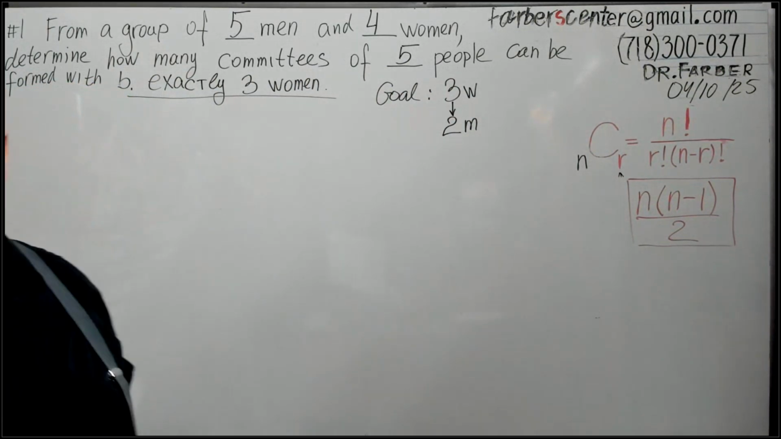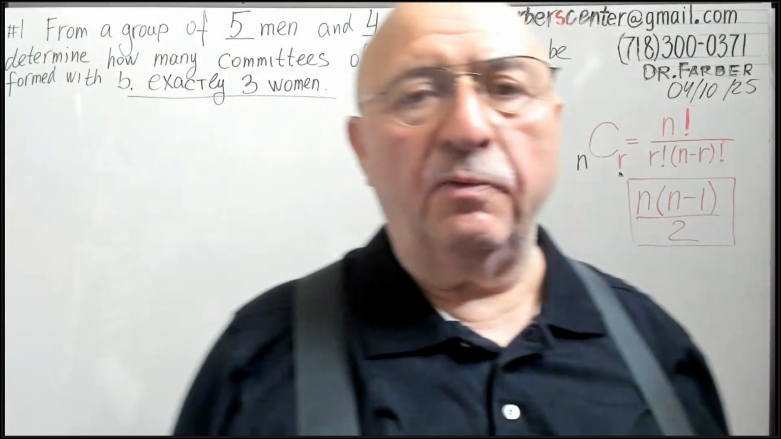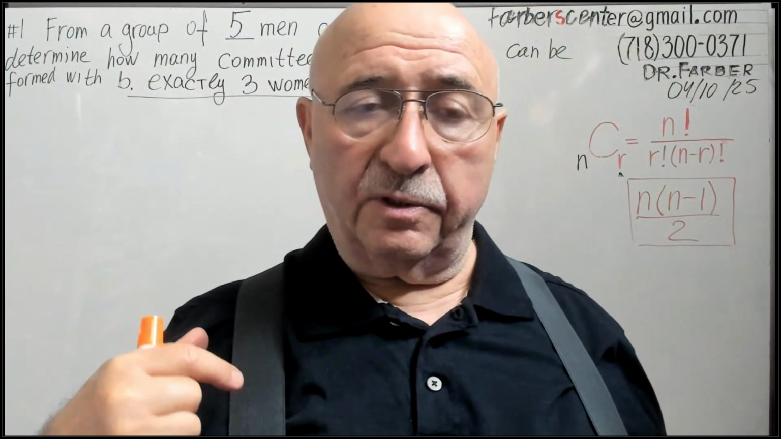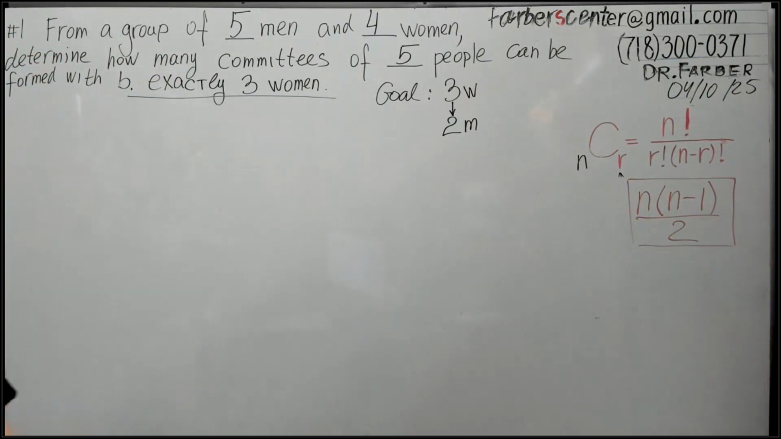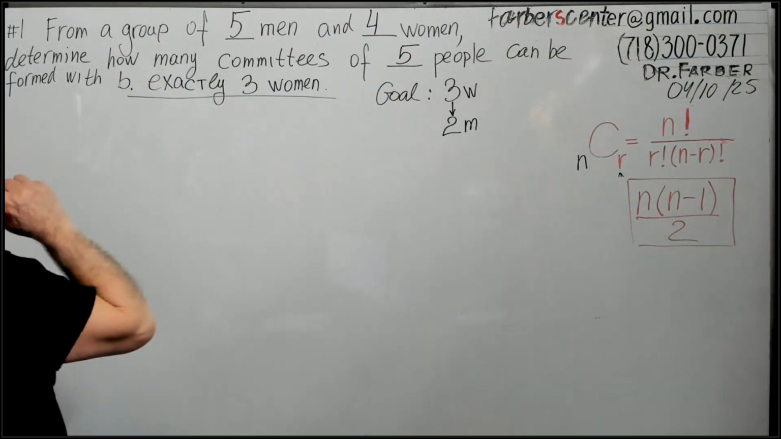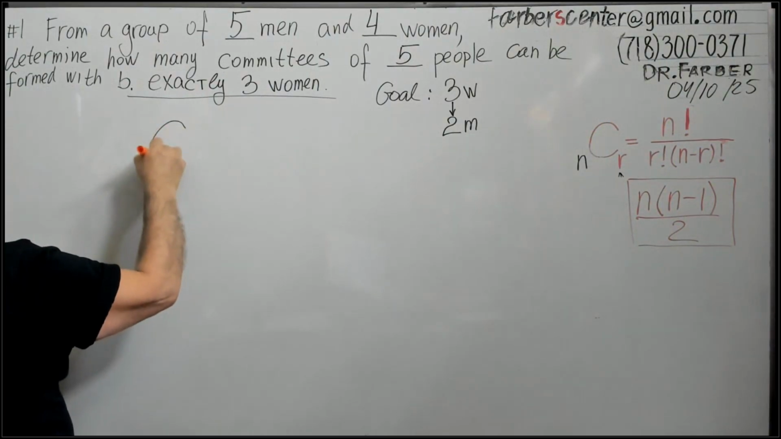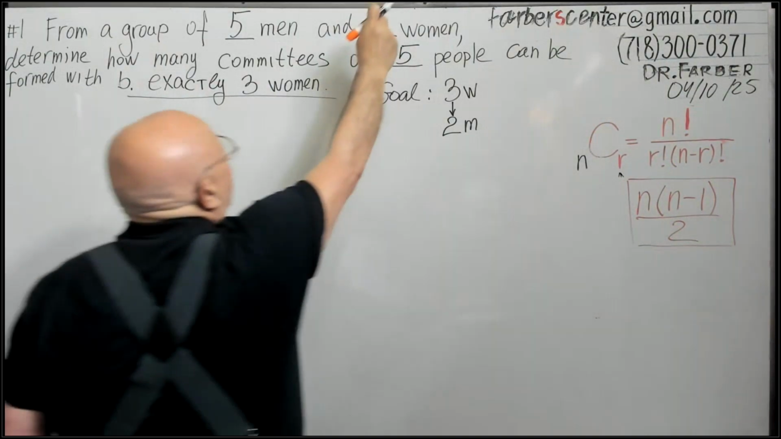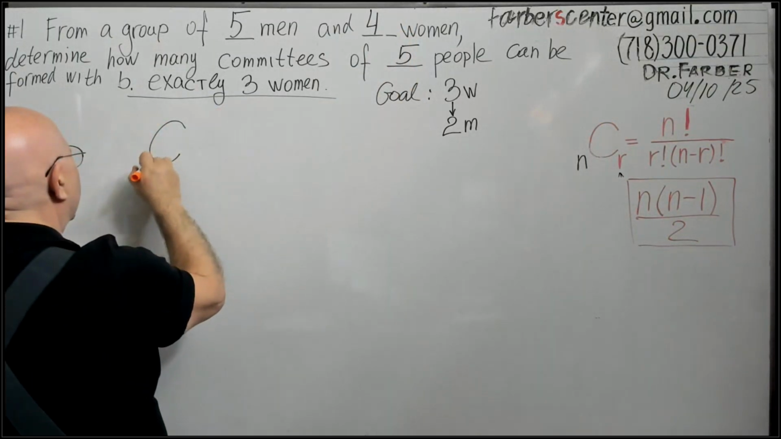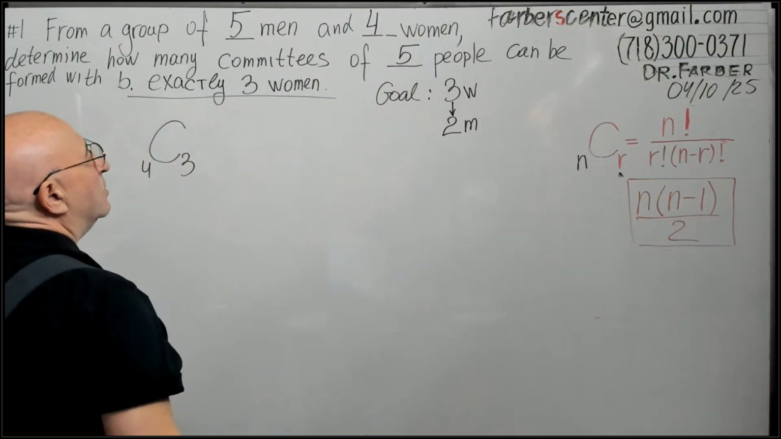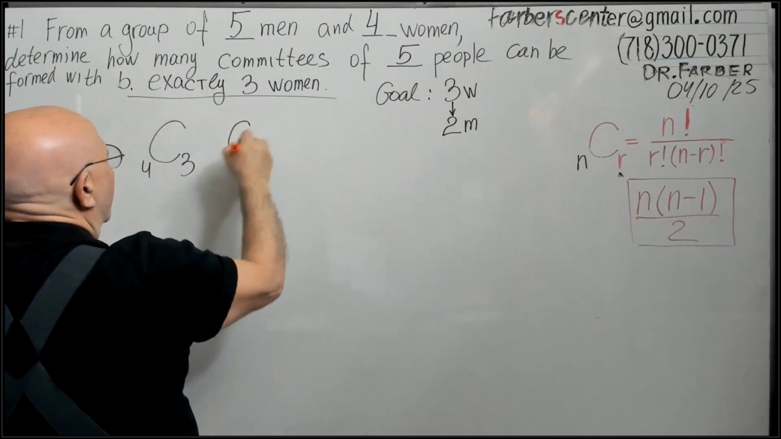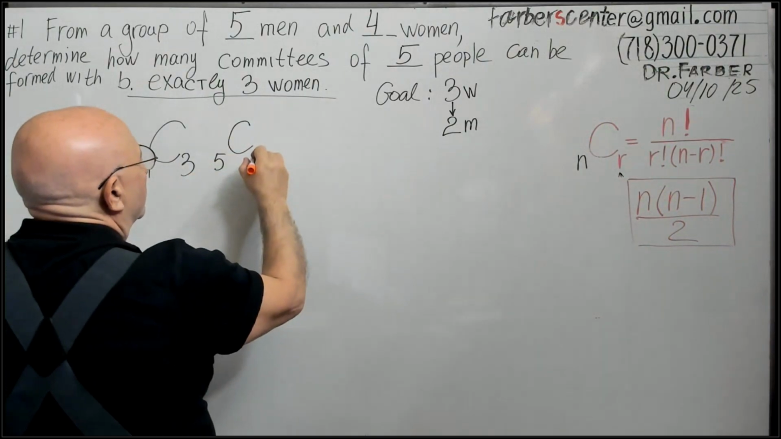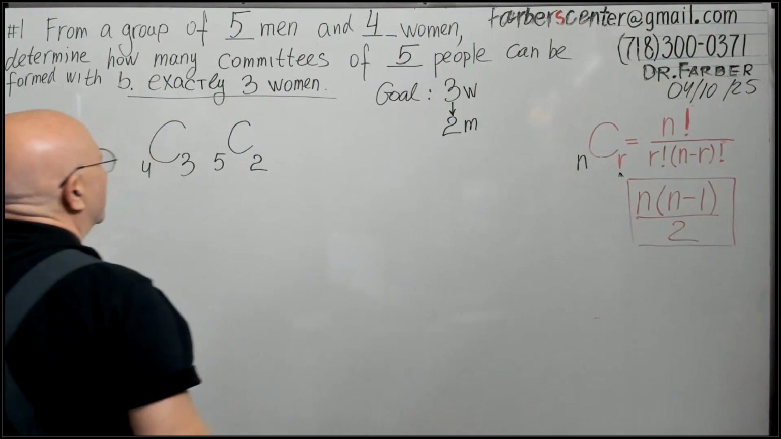This is the key thing, because when I check homework, some students forget. No way, don't forget about the second restriction. That's why this is a more interesting problem. Write what we have. When I choose women, I have C of 4 women, choose 3. When I'm talking about men, it's C of 5 men, choose 2. So far so good?